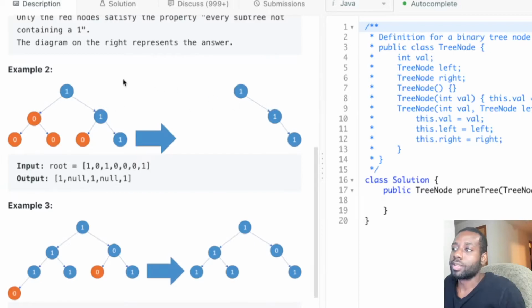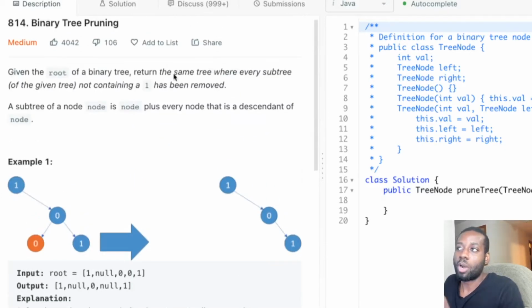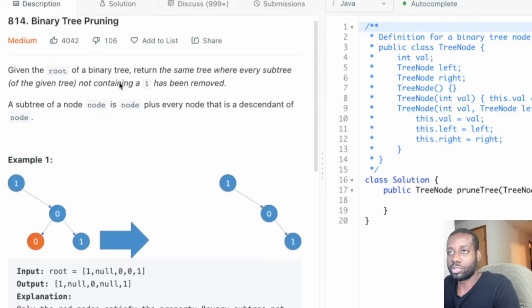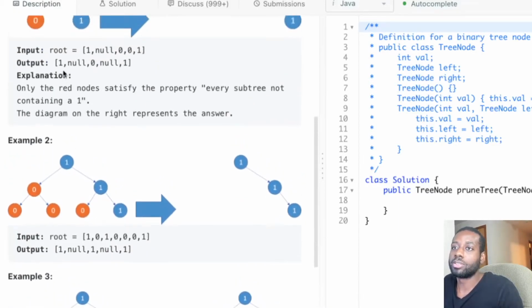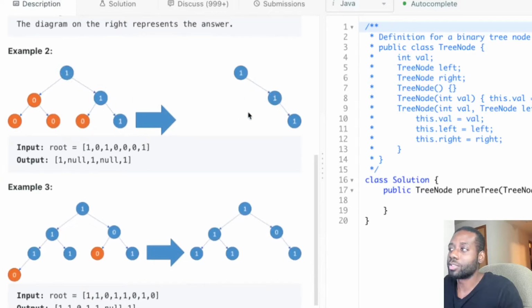This example is kind of similar. From this one's perspective, there's no one on its left side at all, so we get rid of that left side because there's no one. That's what the problem statement says: if there's not a one, just get rid of it. That's what prune means, and that's where we end up.